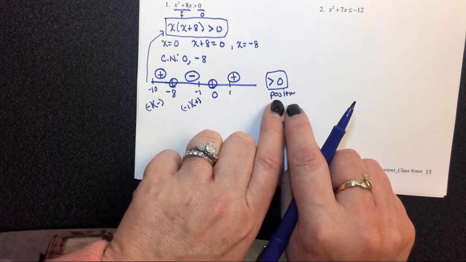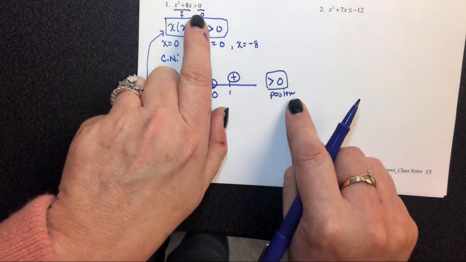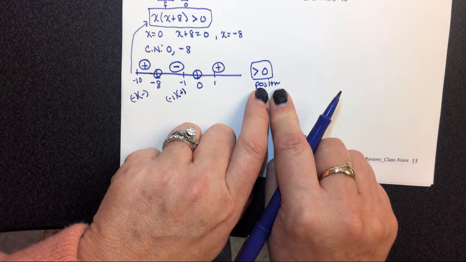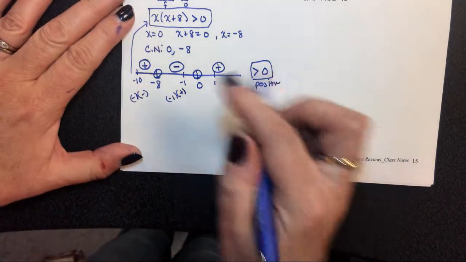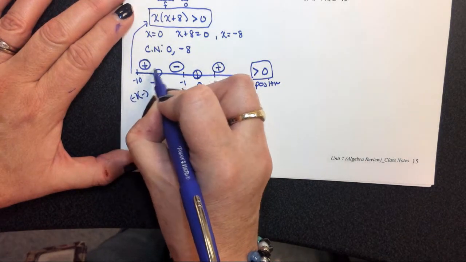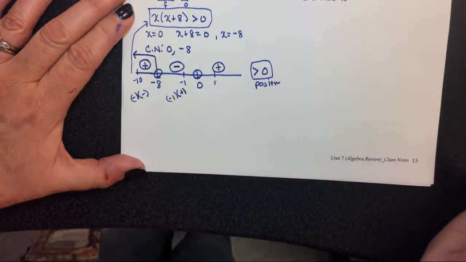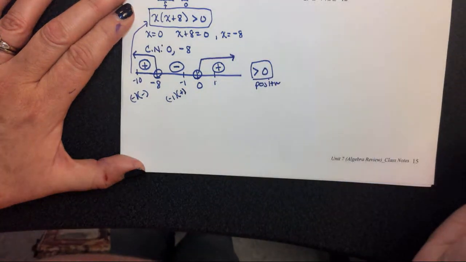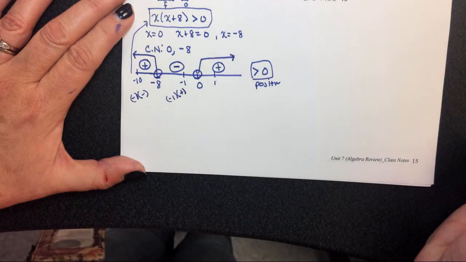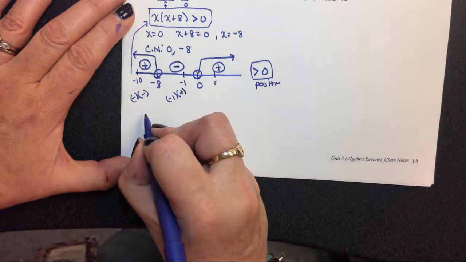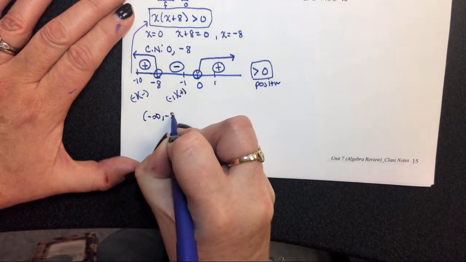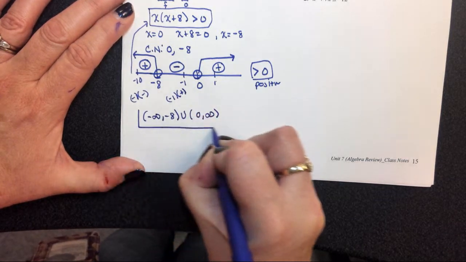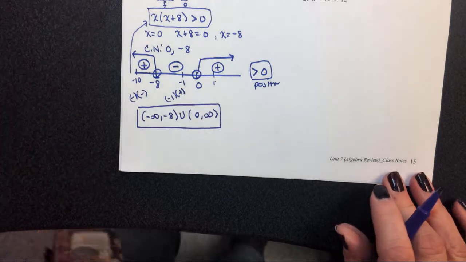So now look at this. Remember, with this inequality, I'm looking where I'm greater than 0. Remember what I said, if it's greater than 0, what kind of numbers am I looking for? Positive. So right here, all my numbers less than negative 8 are positive. So that's part of my solution set. All my numbers greater than 0 are positive. That's part of my solution set. So it's negative infinity to negative 8, and then 0 to infinity. So there is your solution.